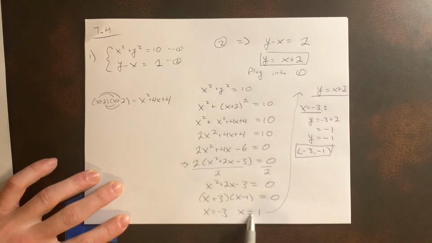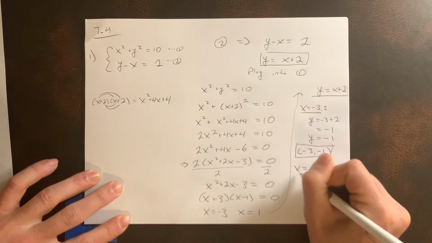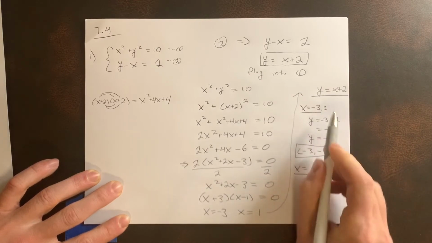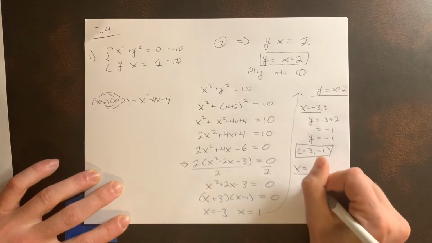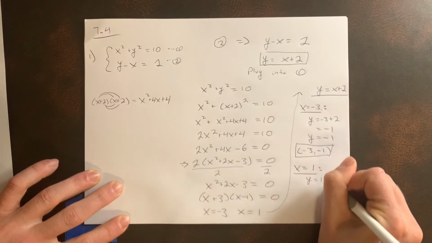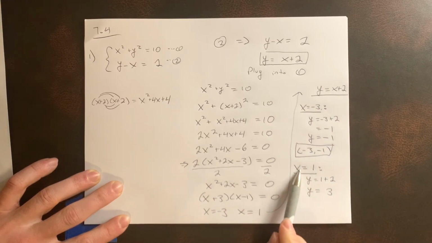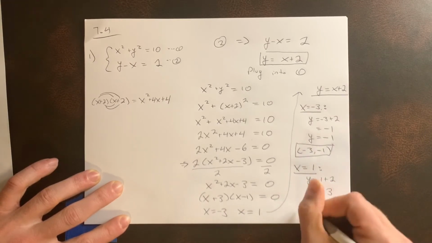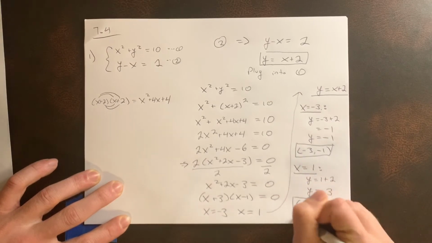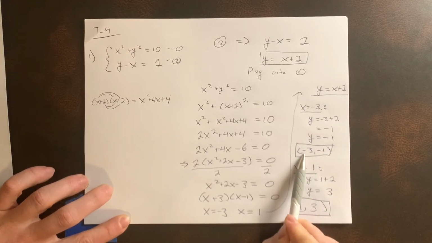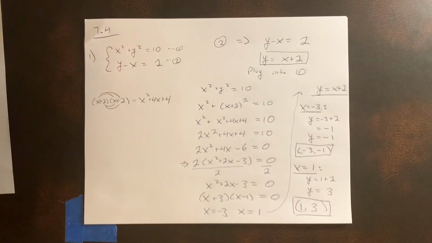Now what happens when x is equal to positive 1? Again, y is equal to x plus 2, but now x is equal to 1. So y is equal to 1 plus 2, which means y is equal to 3. When x is equal to 1, y is equal to 3, and we get the point 1 comma 3. These two points, minus 3 minus 1 and 1, 3, are going to be our two answers to this system of equations.